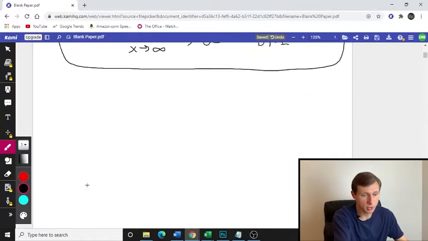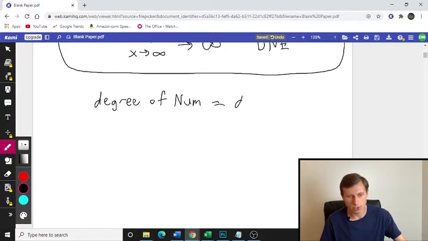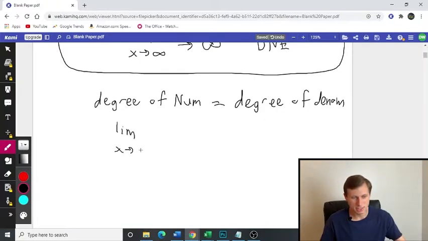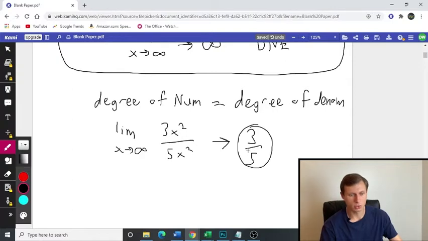The second case we can have is where the degree of the numerator is equal to the degree of the denominator. And in that case, we're looking at the leading coefficients. So in other words, if I have a limit as x approaches infinity of 3x squared over 5x squared, that limit is just going to equal 3/5. We're looking at the leading coefficients, okay?